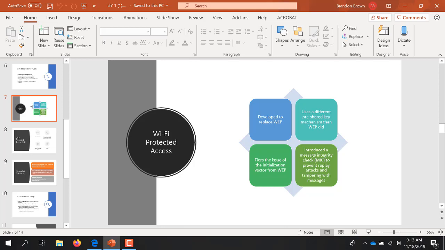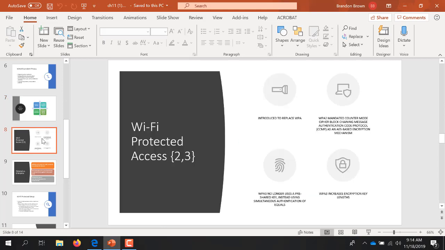Wi-Fi Protected Access, or WPA, has three standards now. It was primarily developed to replace WEP. It uses a different pre-shared key mechanism that WEP did not have. Therefore, it can pass the hash through a protocol very similar to IKE, Internet Key Exchange, to keep the password protected. It fixes the issues of initialization vector, that password sharing with WEP. And it introduced a message integrity check, or MIC, to prevent replay attacks. So you just can't collect that data and then replay it back to the access point to gain access onto the access point. It randomizes it through the hashing process.